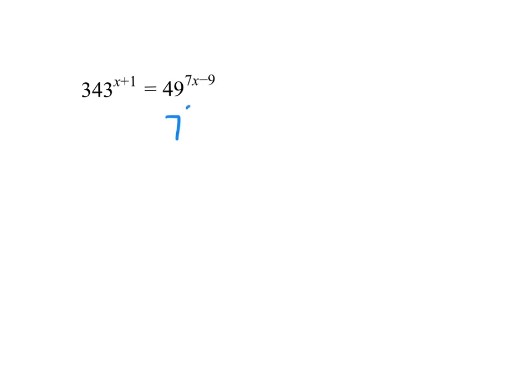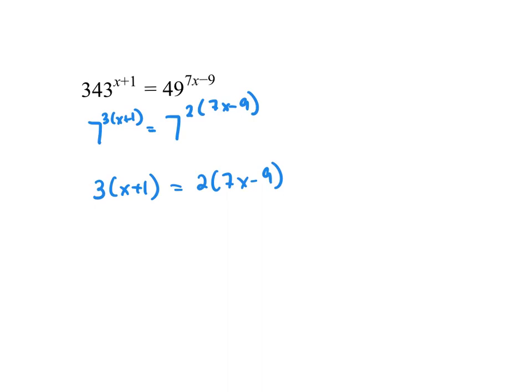So 49 is 7 to the second. And from above, remember we said 7 to the third is 343, so 343 is just 7 to the third. So you can make the bases match. So this makes the problem real quick, because you can cancel the bases out and just set the exponents equal. Again, if this wasn't the case, you'd have to take the log and go through the whole process.